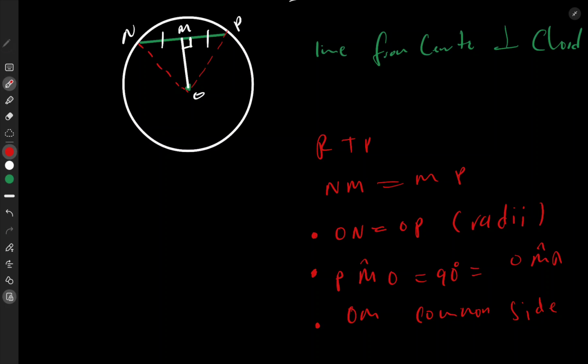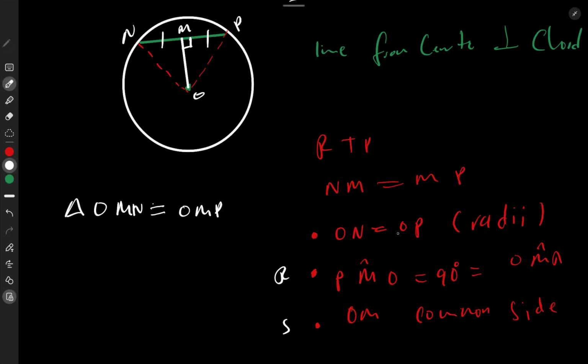Once you have 3 reasons for a triangle, that means those triangles are strictly the same, congruent. Okay, so we can now conclude that triangle OMN is congruent to another triangle called OMP, and the reason is that side, right angle, and what is missing? Common side again.